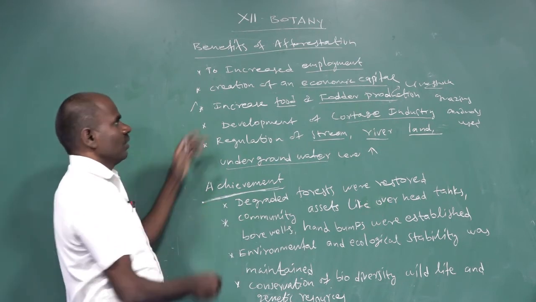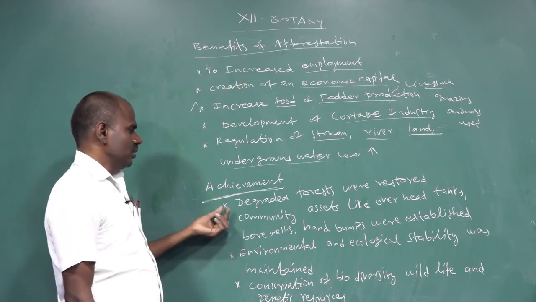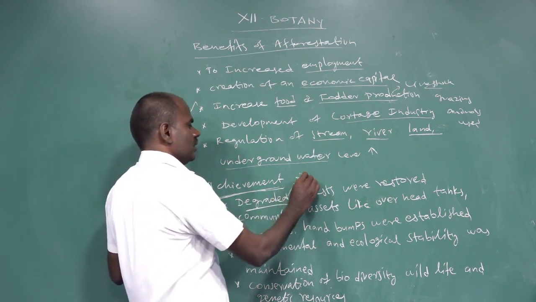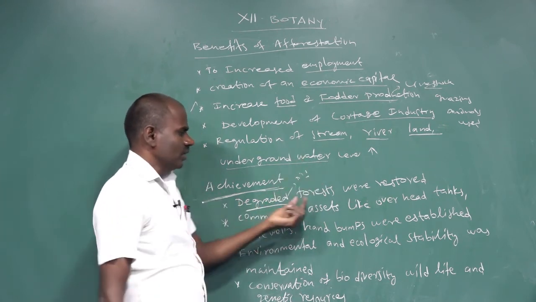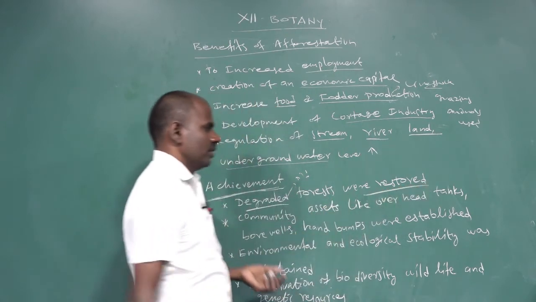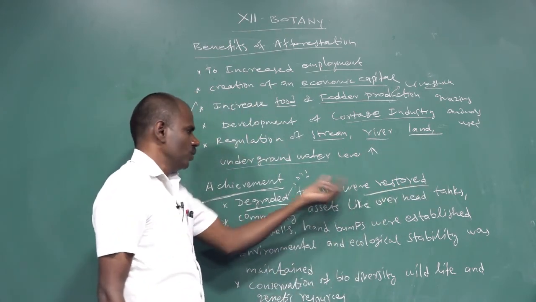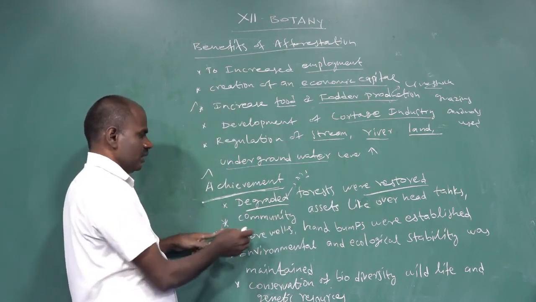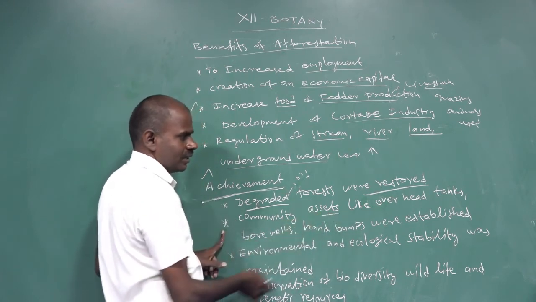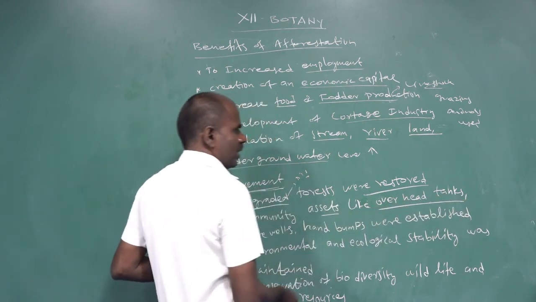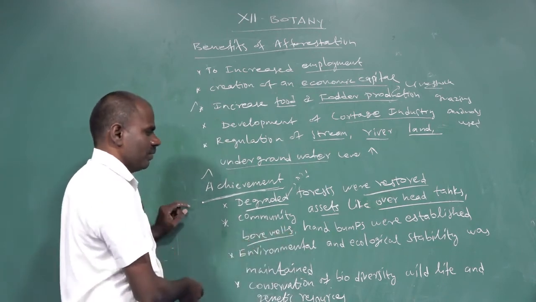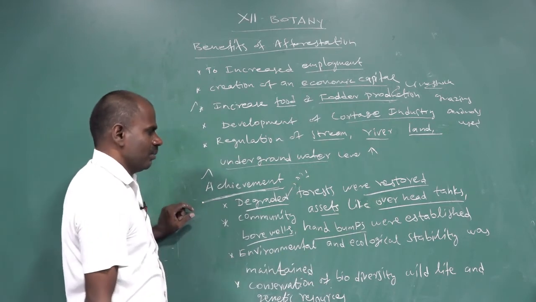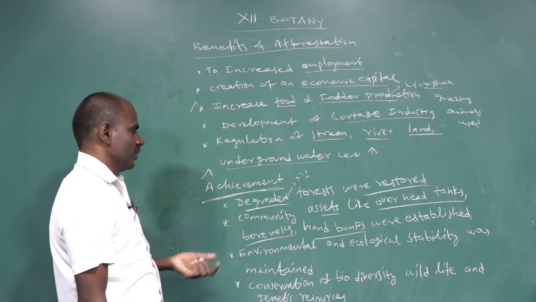What are the achievements involved in afforestation? The first one is that degraded and destroyed forests are restored. It is our first achievement of the afforestation program. The second one is community assets, like overhead tanks, borewells, and hand pumps, which are established as an achievement of afforestation.